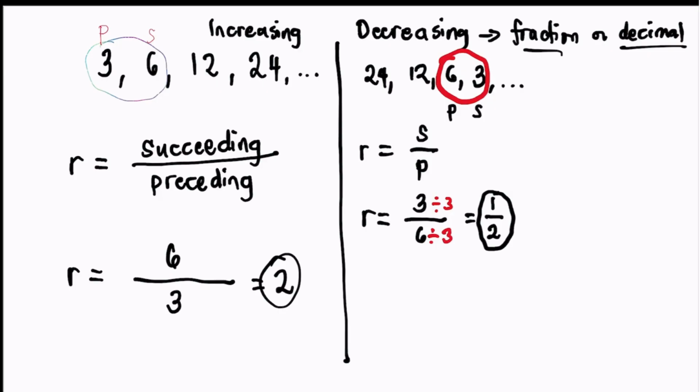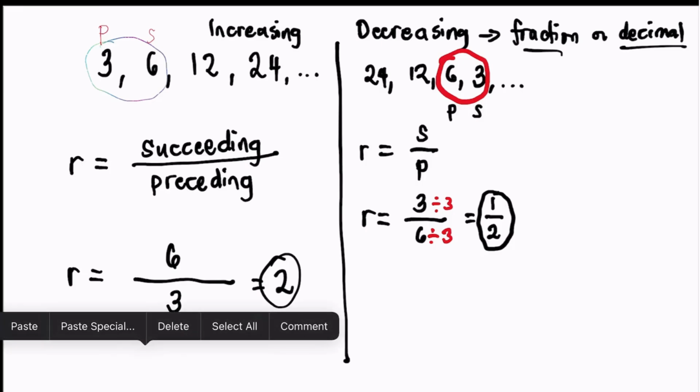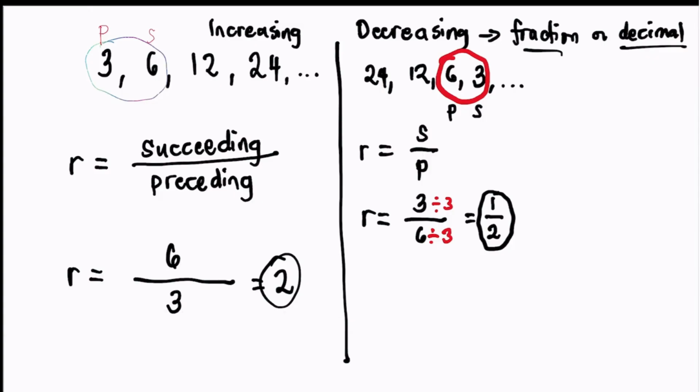Tandaan, if the given is in increasing order, the answer is always a whole number. Except 0, ha? It's a counting number pala. So, tandaan, pag increasing, counting number yan yung makukuha nating answer. So, kapag naman decreasing, ang sagot natin for the common ratio is fraction or decimal.